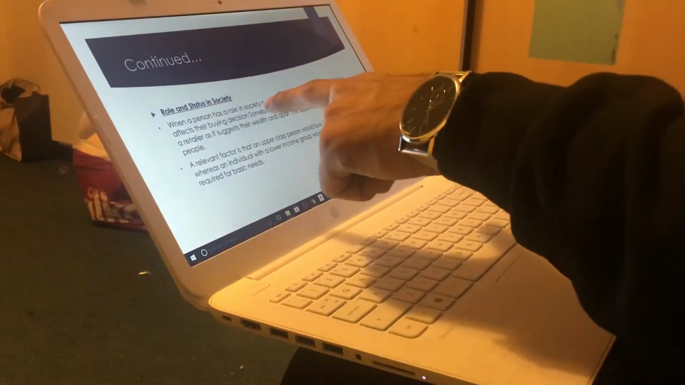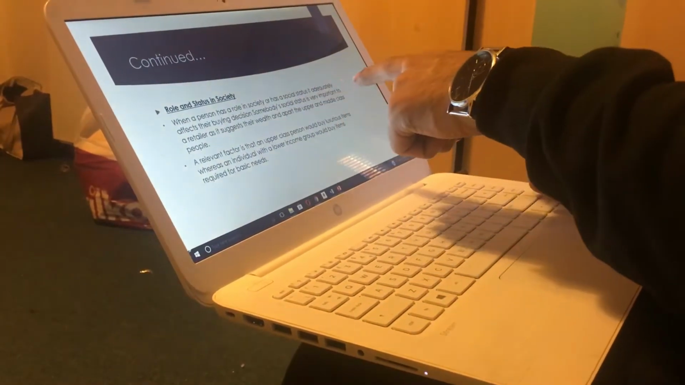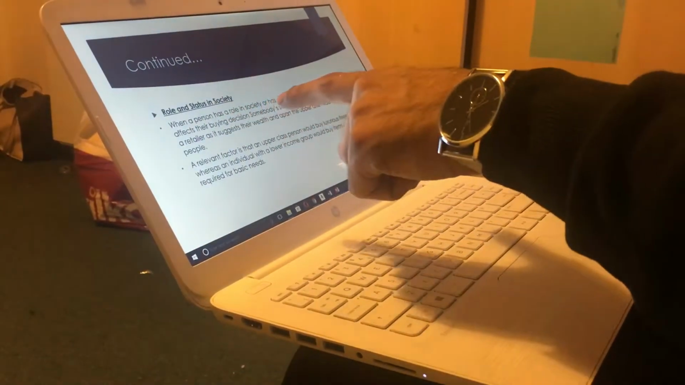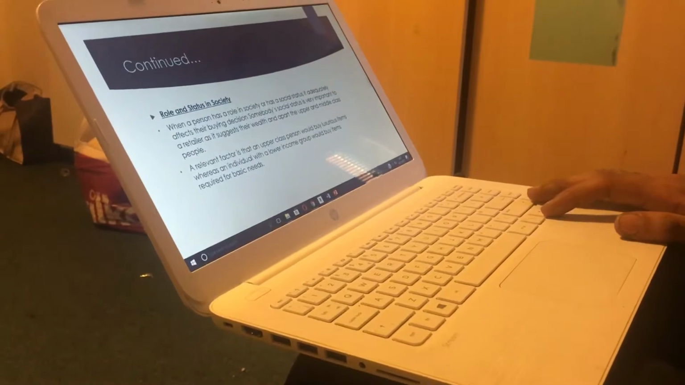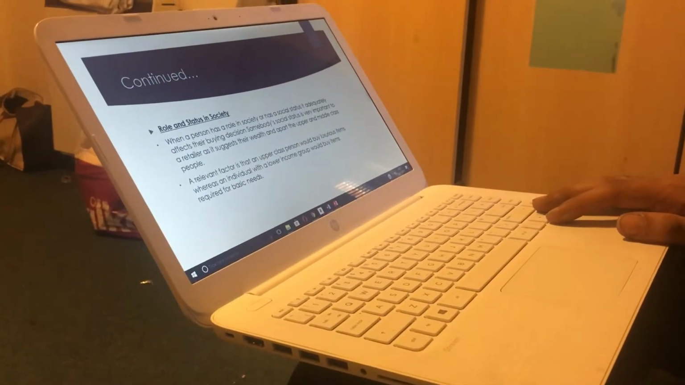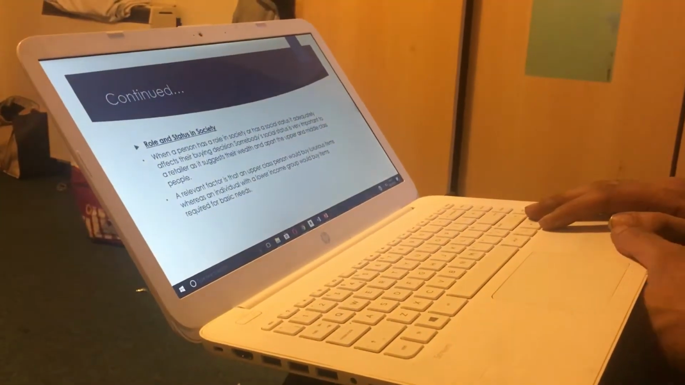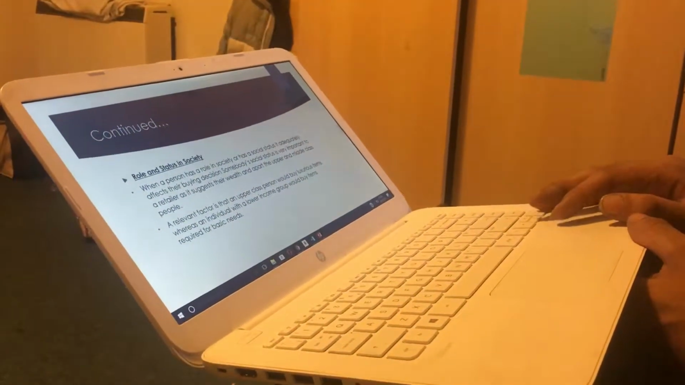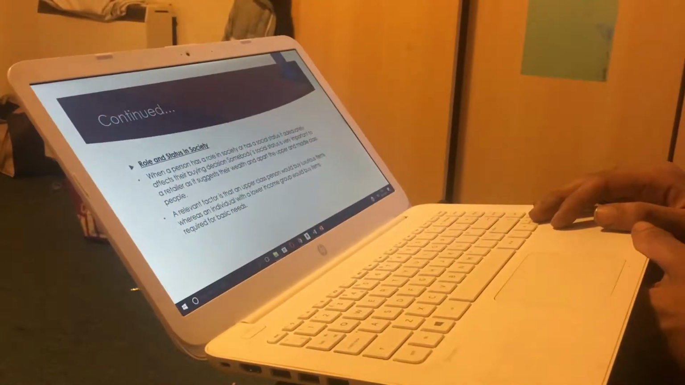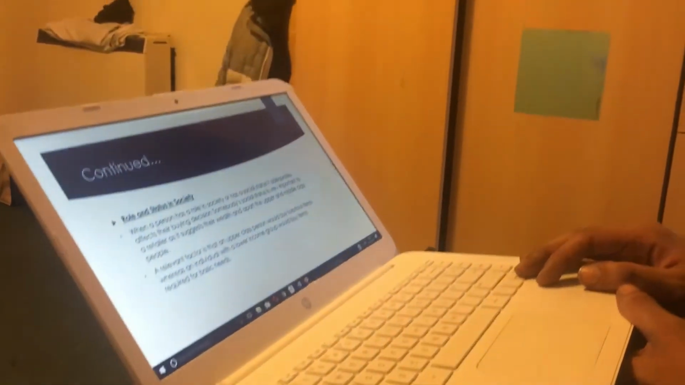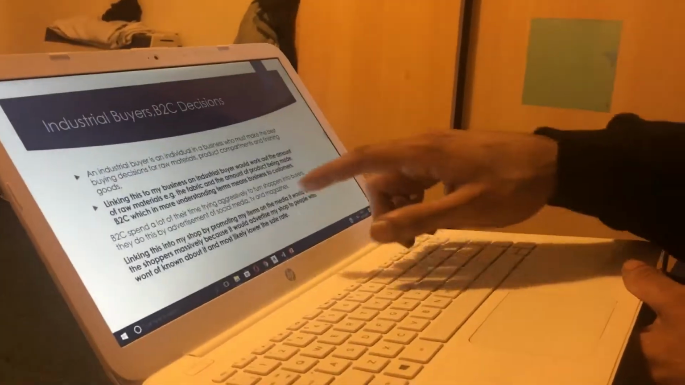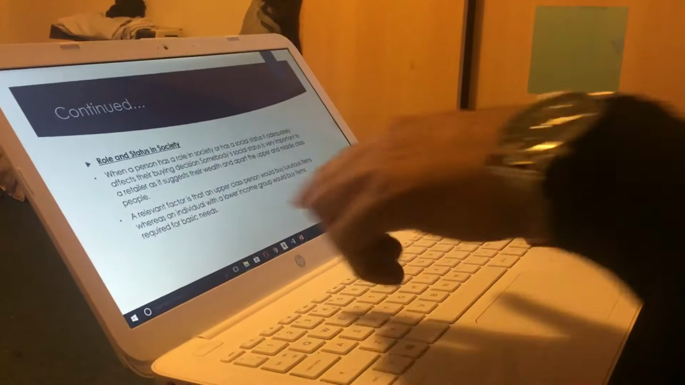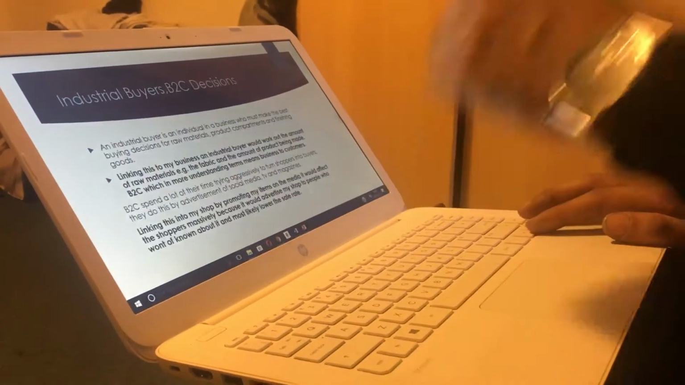Role and status in society. When a person has a role in a society or has a social status, it adequately affects their buying decision. Somebody's social status is very important to a retailer as it suggests their wealth, apart from the upper middle class people. A relevant factor is that an upper class person would buy luxurious items, whereas an individual in a lower income group would buy what is required for basic needs.